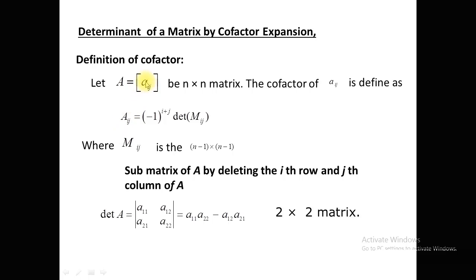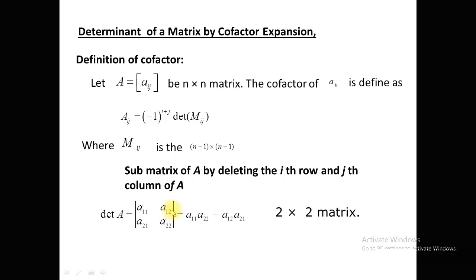For example, aij is an element of the matrix. The cofactor of the aij element of the matrix A is represented by capital Aij, which is given by this formula: minus 1 power i plus j times the determinant of Mij, where Mij is a minor matrix of n minus 1 by n minus 1 order. This is the submatrix of matrix A, obtained by deleting the ith row and jth column of matrix A.